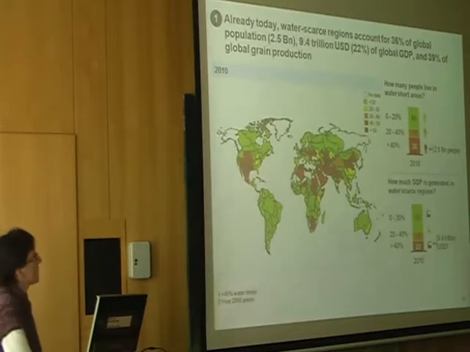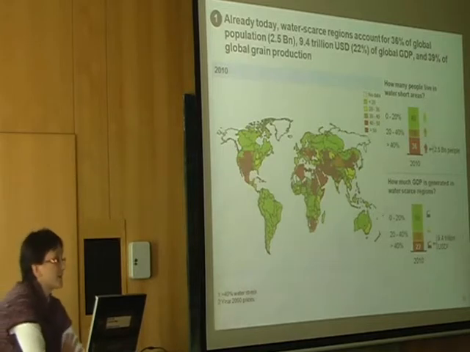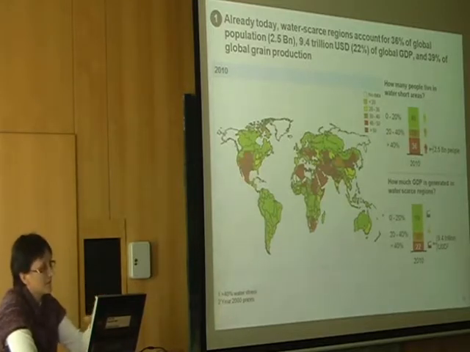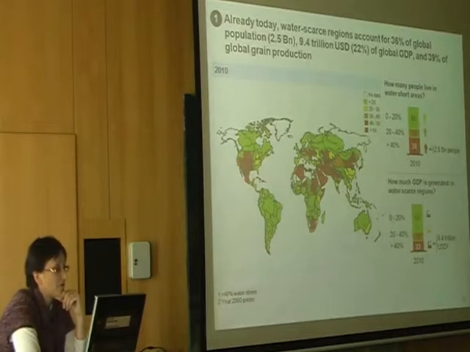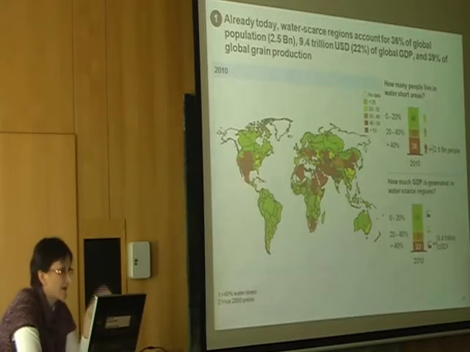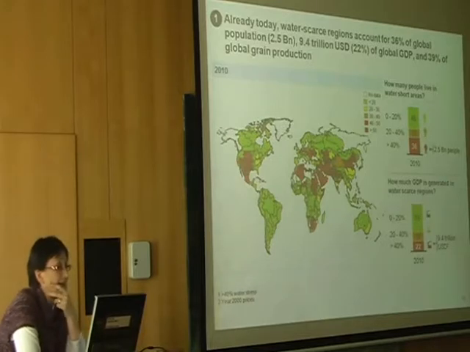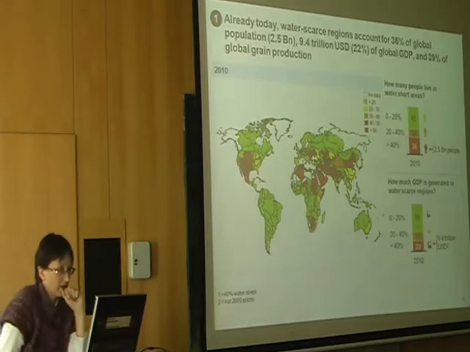And these are just some of the maps that show the same results at the global level. We calculated for 2010 that water-scarce regions account for 36% of the global population. So 36% of the global population lives in water-scarce areas. That means more than 40% water stress, or withdrawals over internal renewable resources of more than 40%. And it's equivalent to 9.4 trillion US dollars, in 2000 values. And also 39% of global grain production is produced there. So this is for 2010.